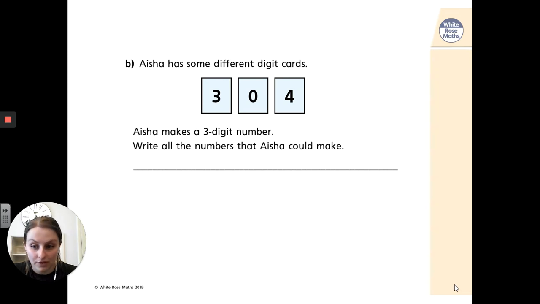Now, there's lots of different answers you can get for this one, but be warned, it is a 3-digit number. A 3-digit number doesn't count if you put 0 as the first digit. So you can't have 0, 3, 4. Doesn't work. So make sure that 0 isn't the first digit you use.